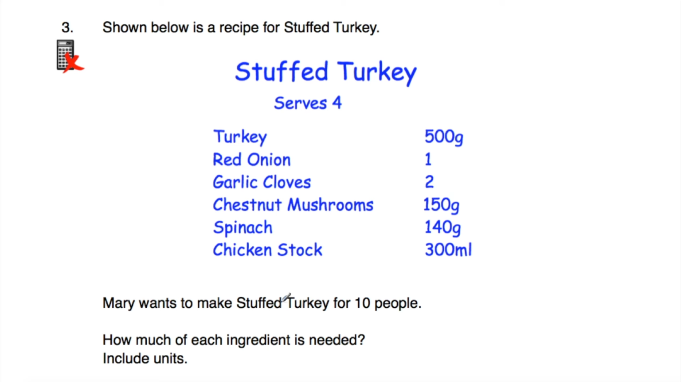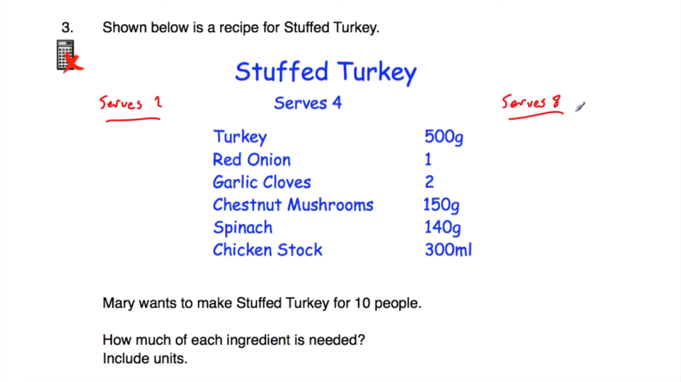Include units. Okay, so in this question, there's a few different approaches that we could use. We could divide all of these quantities by 4, to find for 1 person, and then times them all by 10 to get for 10 people. Another approach, and this is the approach that I'm actually going to use, is I'm going to double all of these, because if I double all of these, I'll find 8 people. So I'm going to do serves 8, and I'm going to double all of them. And then I'm going to halve them all to find serves 2. And then I'm going to add how much we need for 8 people and how much we need for 2 people together to find how much we would need for 10 people.